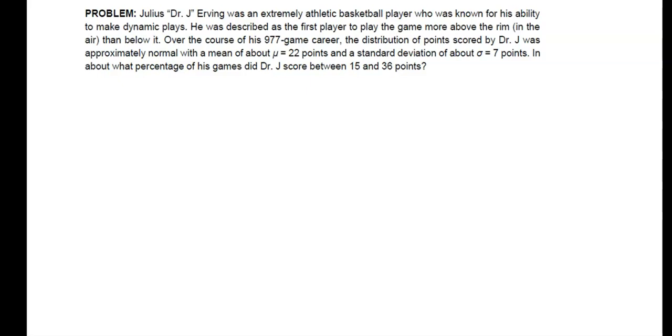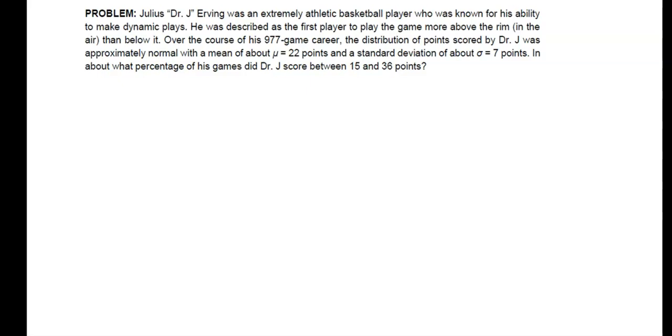Oh, Dr. J, the NBA. He was great. He had this really amazing dunk that's still popular today. He was described as the first player to play the game more above the rim in the air than below it. He just dunked a lot. He did a lot of cool stuff in the air.